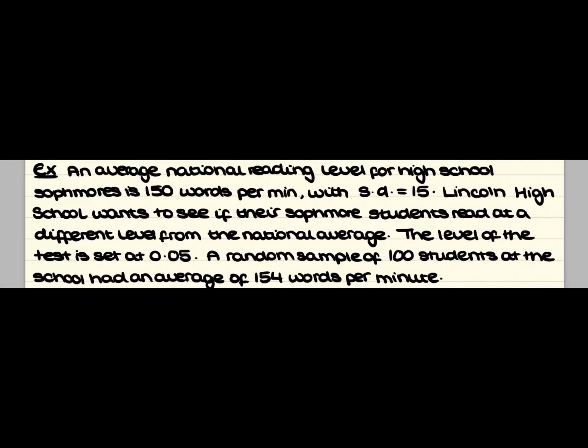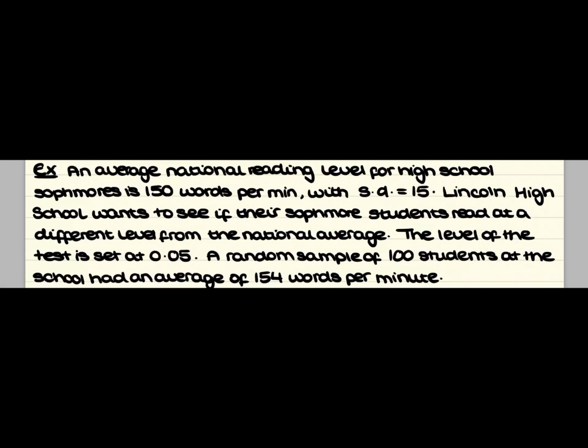Then it says that the school wants to see if the sophomore students read at a different level from the national average. So again, we knew that was a does not equal for the alternative hypothesis. Then they've given us this level, which is 0.05, and we've got a random sample of 100 students at the school. Their sample mean was 154 words per minute. So we want to conduct this test.